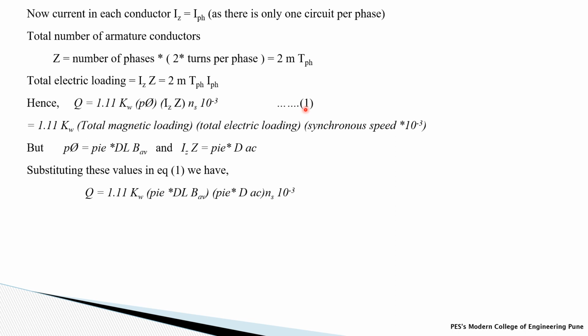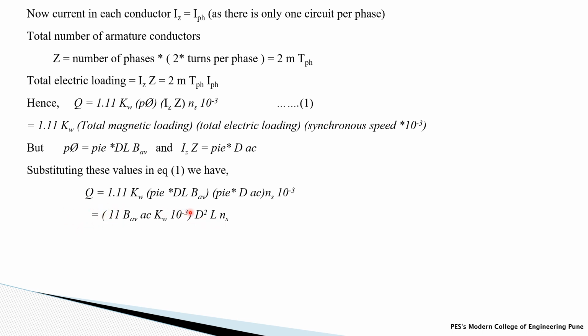Then our equation of Q becomes Q is equal to 1.11 Kw pi D L Bav into pi D AC into ns into 10 raised to minus 3, where ns is the synchronous speed in RPS. By calculating this equation, Q is equal to 11 Bav AC Kw 10 raised to minus 3 into D square L ns. With the help of this pi square into 1.11, the approximate value becomes 11, so Q is equal to 11 Bav AC Kw 10 raised to minus 3 D square L ns.